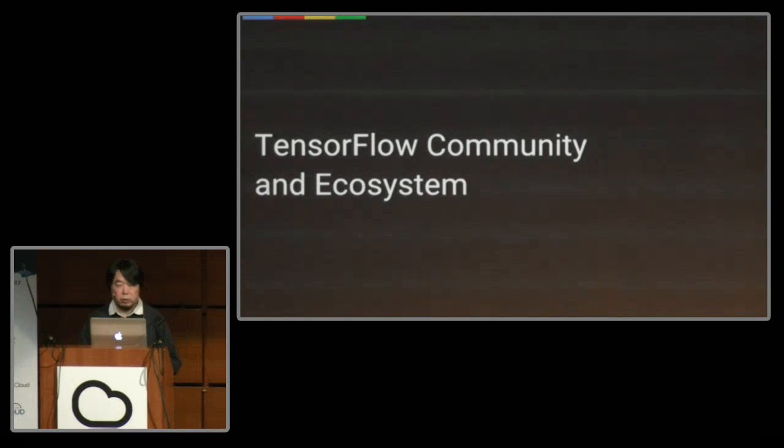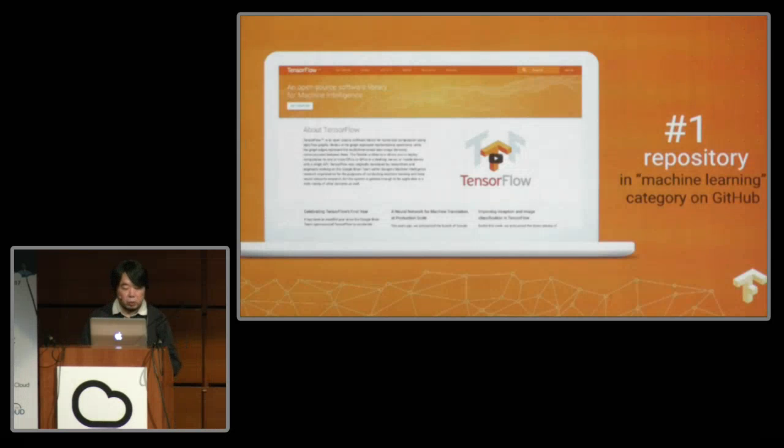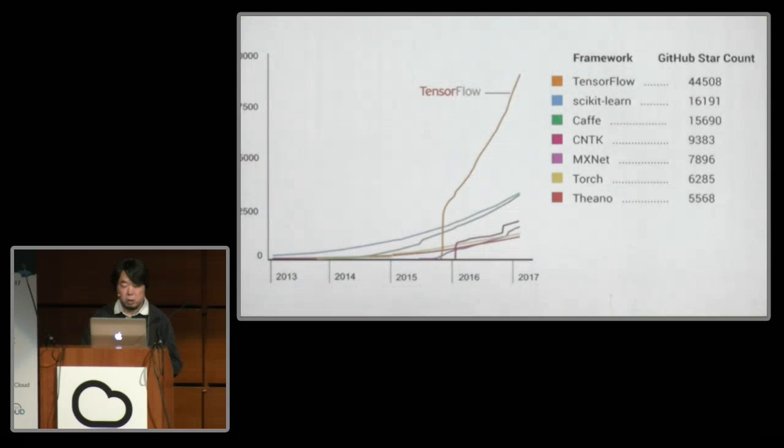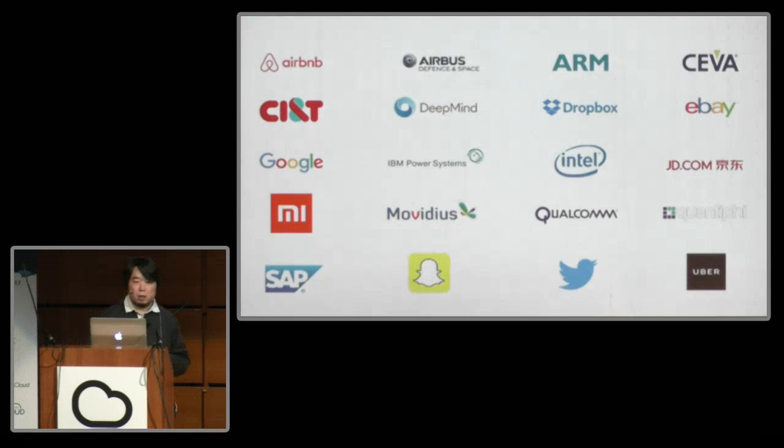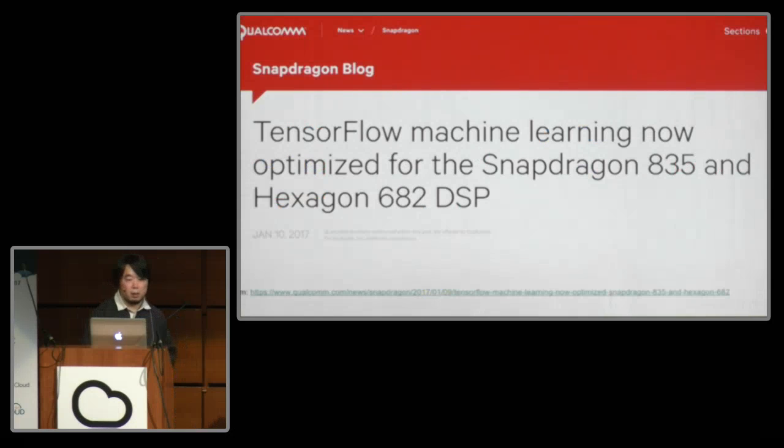And now TensorFlow has a growing community and ecosystem. It's the number one popular repository for machine learning on GitHub. As you can see on this graph, we have several other deep learning frameworks such as Keras, CNTK, MXNet, Torch, Theano, but TensorFlow is the most popular deep learning framework. And we have many enterprise customers such as Airbus, ARM, DeepMind, Dropbox, eBay. They're all using TensorFlow right now for building their deep learning.